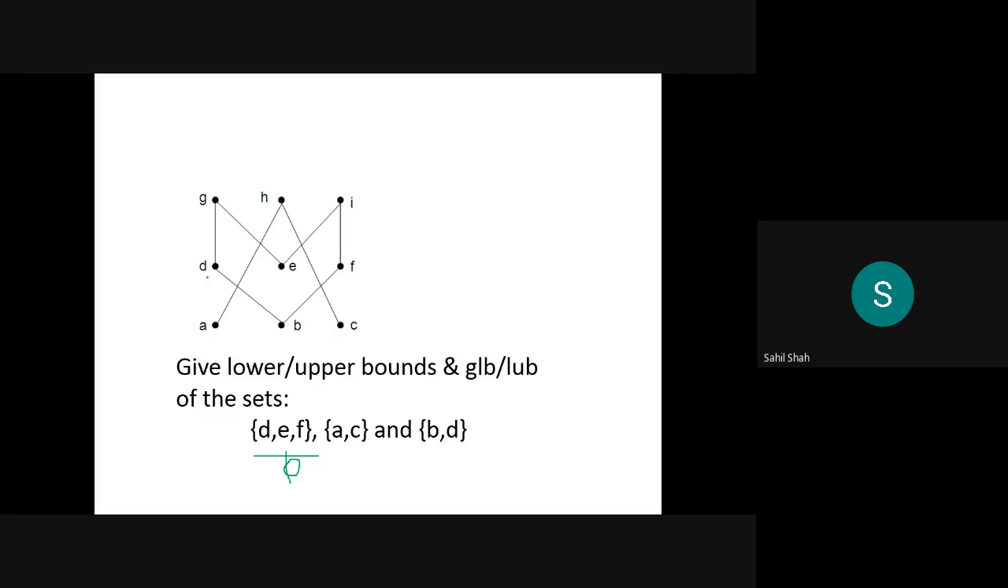You will ask me, sir, why this is not B? Because there is no relationship between E and B. So I am not going to consider B as an upper bound or lower bound. E and B may lie on the same line. And how can you say B is a lower bound of E, only because of this diagram? No, that is not allowed. So this will be fine.